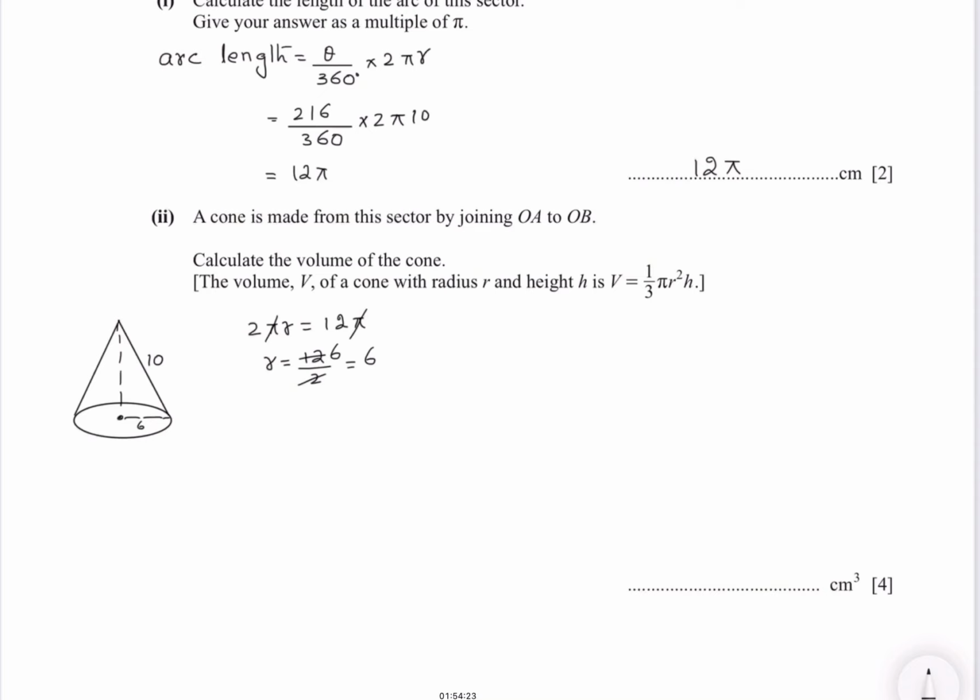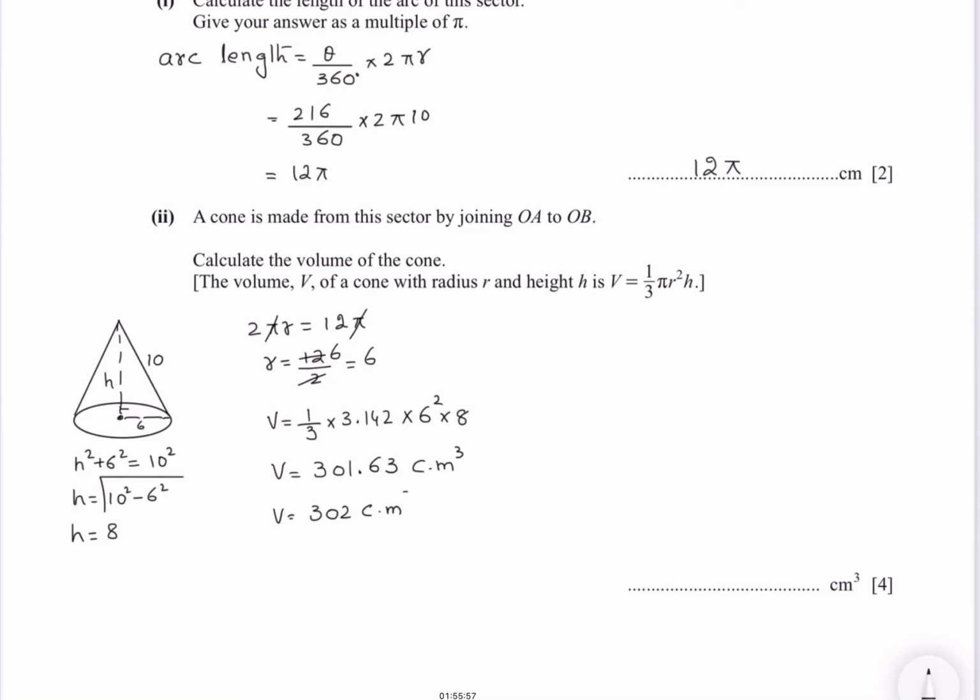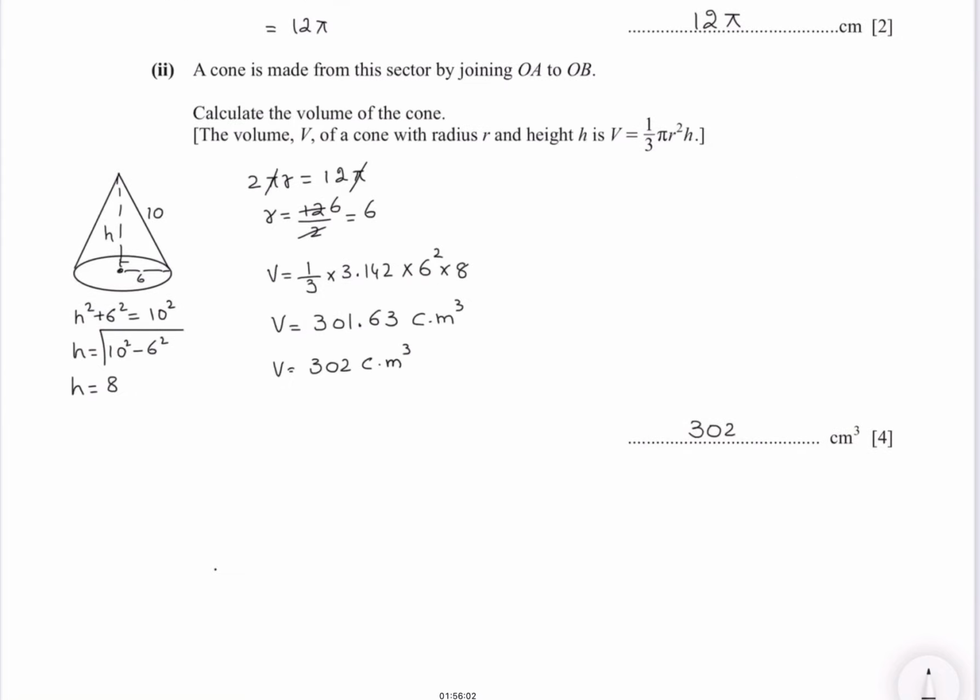So now you have two values, slant height 10 and radius 6. So you can calculate the height by using Pythagoras theorem. So your height is 8. Now you are ready to solve it. Put the values in the formula. So your volume is 301.63, which is 302.